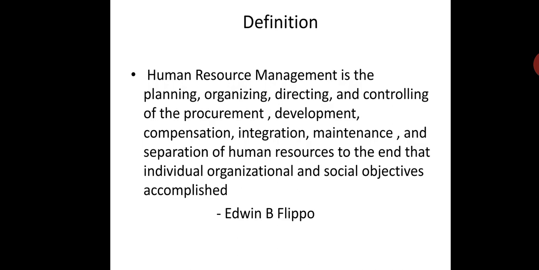Edward Philip gives the definition of human resource management as planning, organizing, directing and controlling of recruitment, development, compensation, integration, maintenance and separation of human resources to the end that individual, organizational and social objectives are accomplished. So this definition is very wide. So let's split it into little parts. Okay, so what is human resource management? It is not just plan, it is planning, it is organizing, it is directing and controlling.